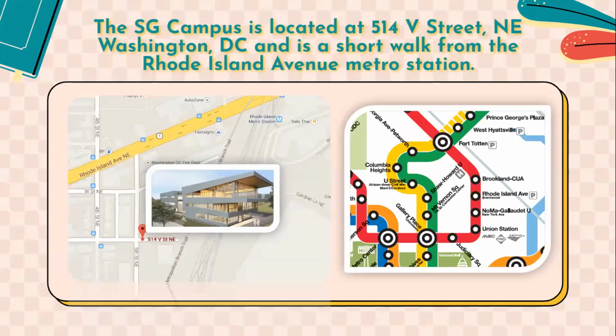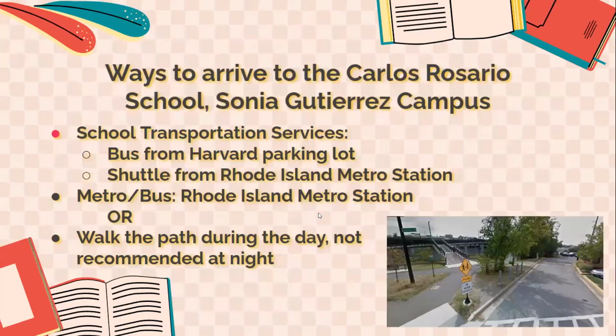Okay, SG Campus is located at 514 V Street Northeast. It's just next to 4th Street. And it's a short walk from the Rhode Island Avenue Metro Station. That's the building, how the architect drew it before they built it. And this is the map of the Rhode Island Metro. Here's the Rhode Island stop in Brentwood.